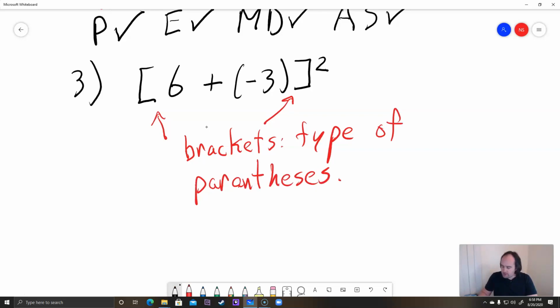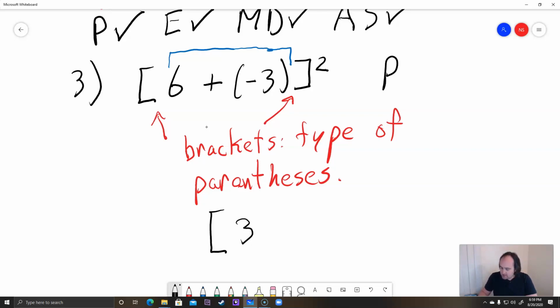Okay, so following PEMDAS here, the first step is going to be parentheses. So inside of our parentheses, we actually have an addition to do here. We have 6 plus negative 3. Well, these are opposite signs, so we're actually going to be subtracting. We're going to do 6 minus 3 is 3. And then, because the larger number was positive, we keep the sign of the larger number. So since 6 was positive, 6 plus negative 3 is going to be positive 3.